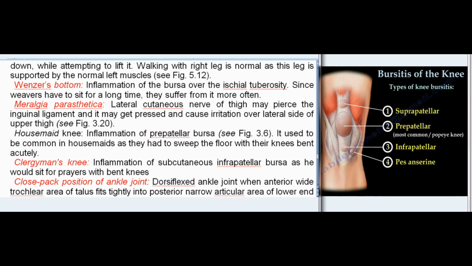Weaver's bottom: inflammation of the bursa over the ischial tuberosity. Since weavers have to sit for a long time, they suffer from it more often. Neuralgia paresthetica: lateral cutaneous nerve of thigh may pierce the inguinal ligament and it may get pressed and cause irritation over lateral side of upper thigh, see Fig 3.20.